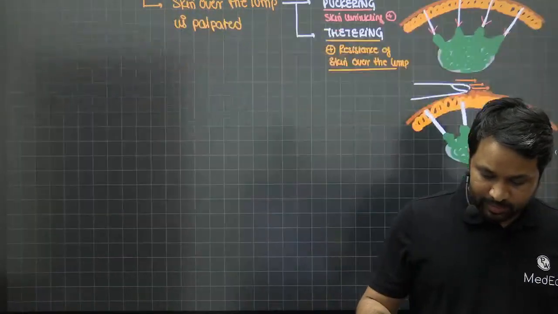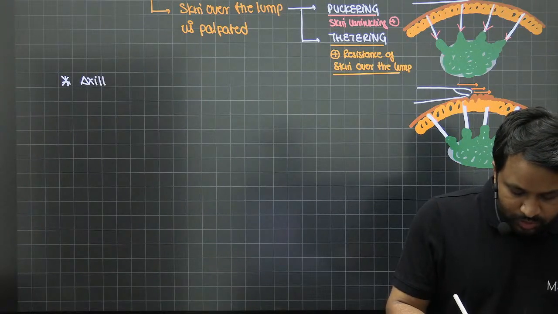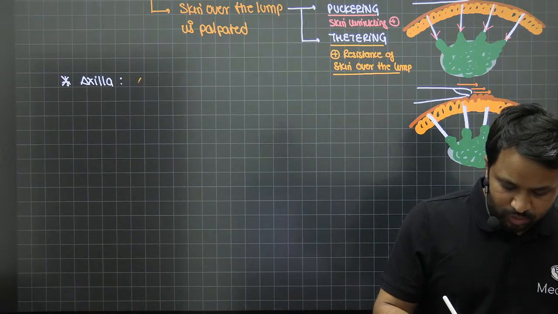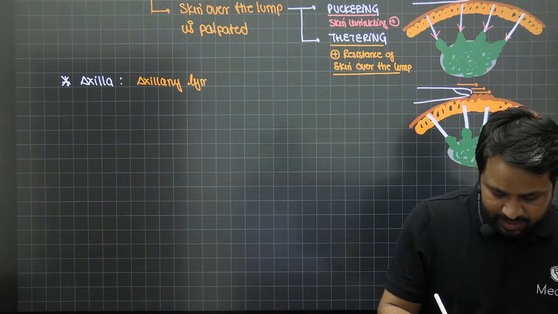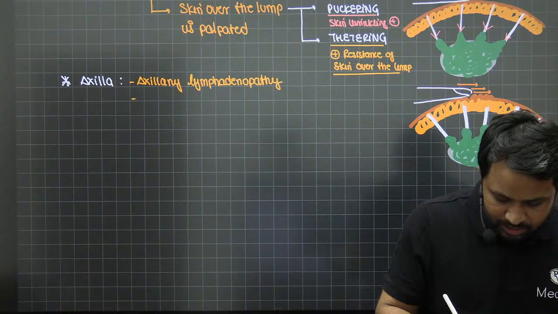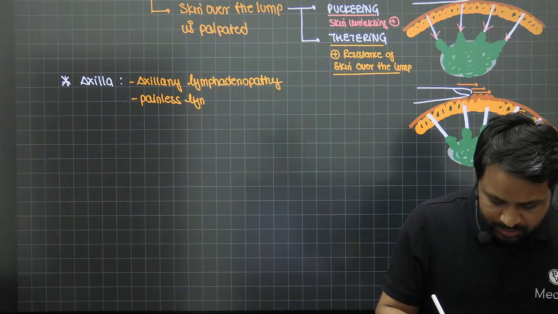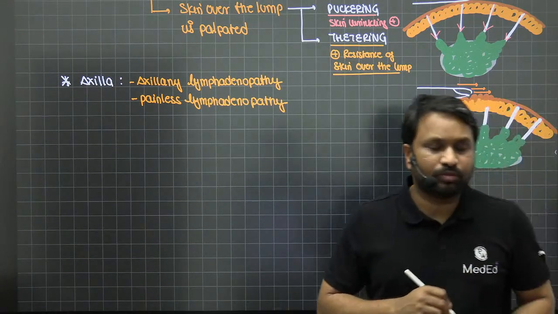So when you examine the axilla, the tumor usually spreads into the axilla, so there will be presence of axillary lymphadenopathy. This axillary lymphadenopathy is usually a painless lymphadenopathy, right?